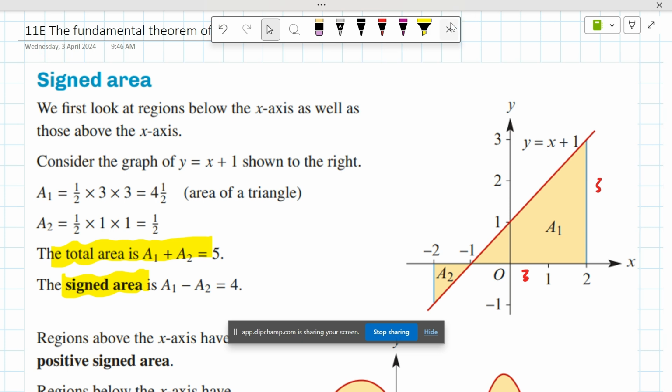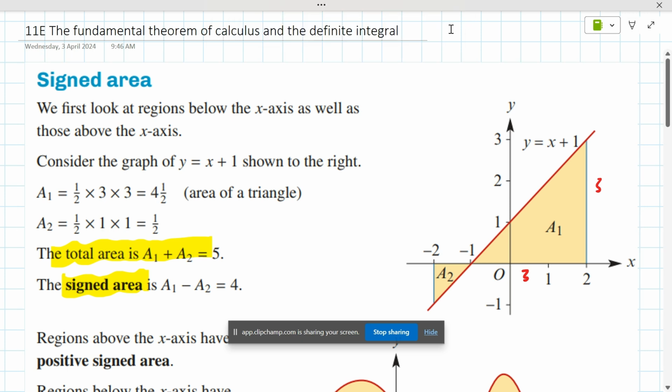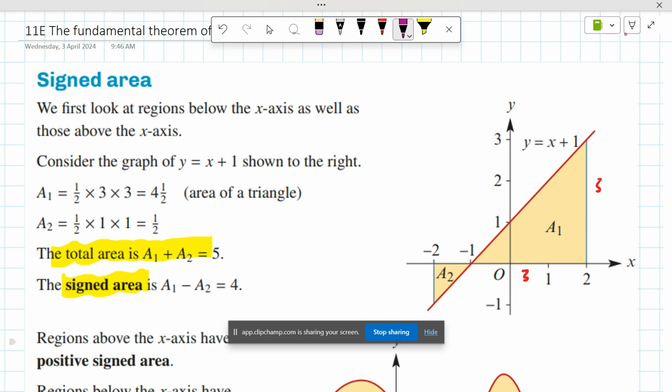Today we're going to keep doing the calculus, the integral, and we're going to learn what the sign area is and what the total area means. So sign area depends on the x-axis. If you're above the x-axis, that means positive. If you're below the x-axis, that means negative.